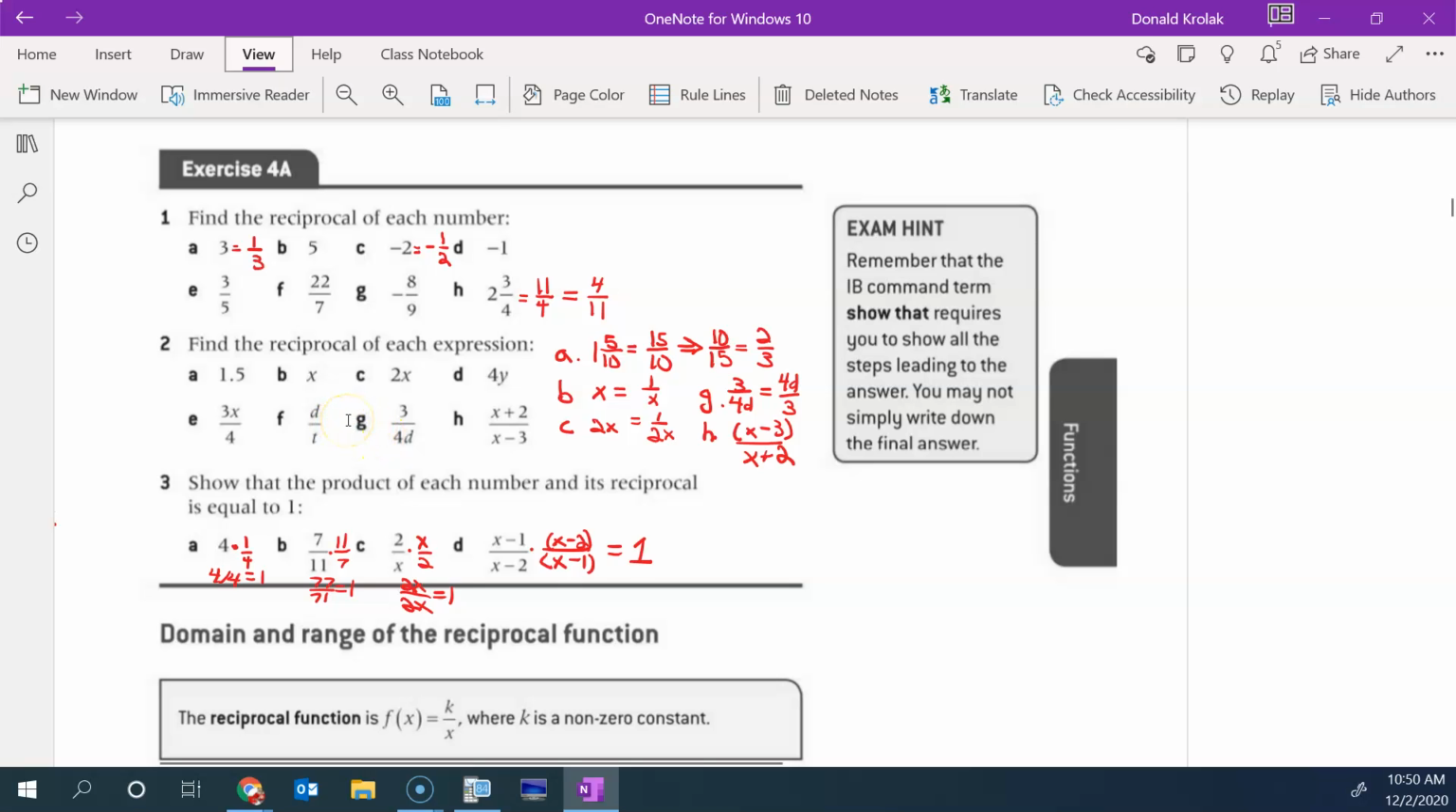Okay. All right, so what we're going to do is graph a reciprocal function and see what it looks like. All right.